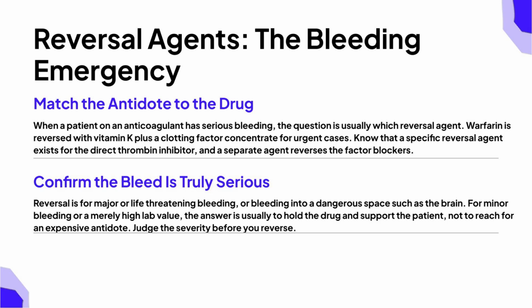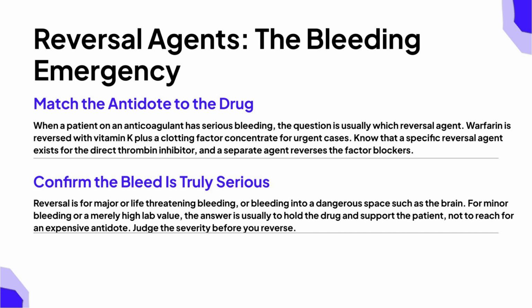For the direct oral agents, remember that the thrombin inhibitor has its own specific reversal agent, and the factor blockers are reversed by a separate dedicated agent. Learning those pairings cold turns a scary question into a simple matching exercise. Second, and just as important, confirm the bleed is truly serious before you reverse anything. Reversal agents are reserved for major or life-threatening bleeding, or bleeding into a dangerous space such as the brain.